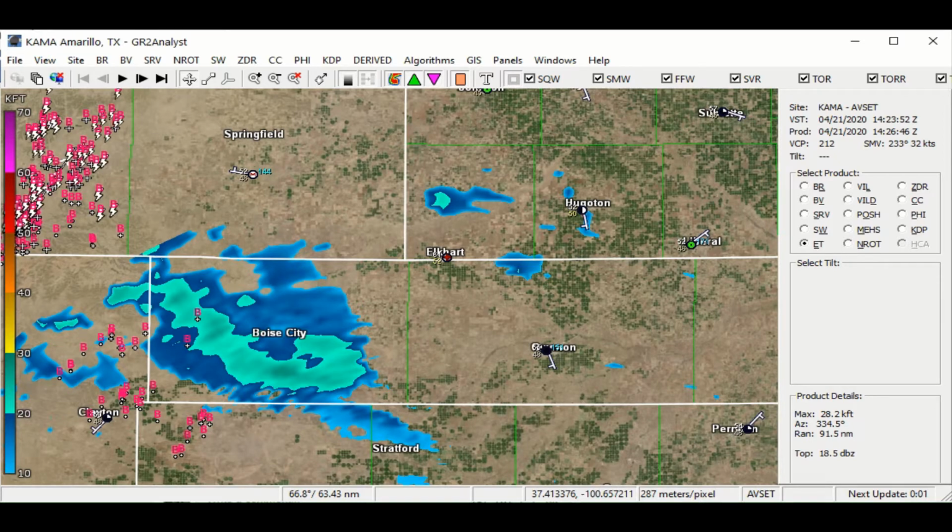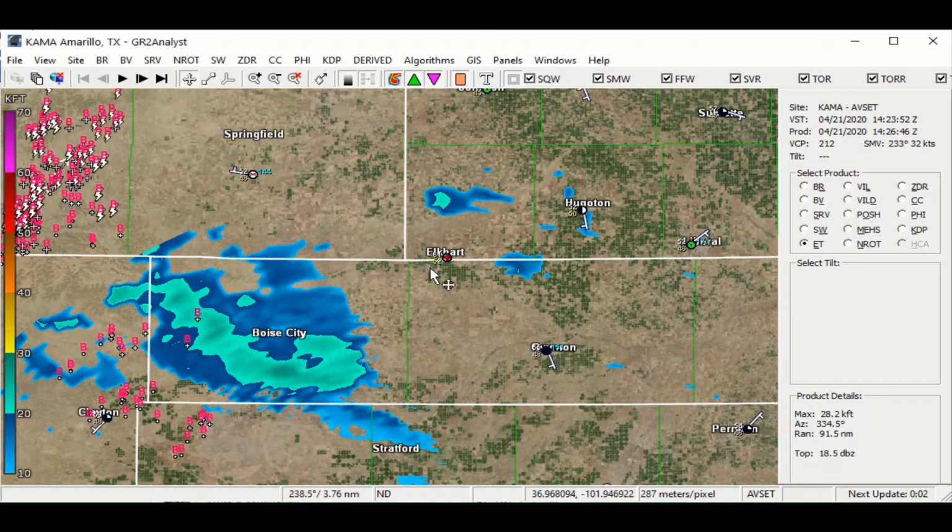So the first one gets us focused on the cells that need to be watched, and then we're going to use GR2Analyst to cut 2D cross sections or our 3D volume sections over the cell and see if we can find a convective core of at least 40 dBZs reaching minus 10 altitude.